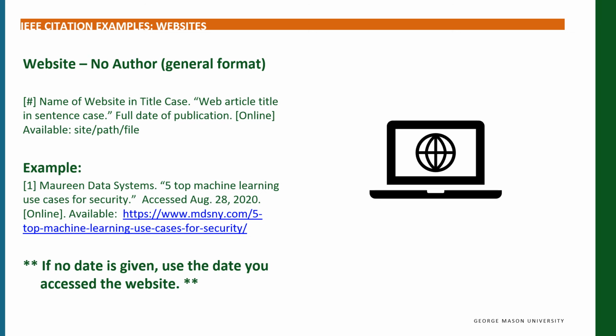Note the difference in the location of the creation date compared to IEEE books or article citations. For websites, the creation date is noted after the author listing. If no date is given, then use the abbreviated date for the last time you accessed it. The available site path file is usually the website's URL. There are some cases, though, when you may be downloading data from a government website and a different type of address may be used instead.